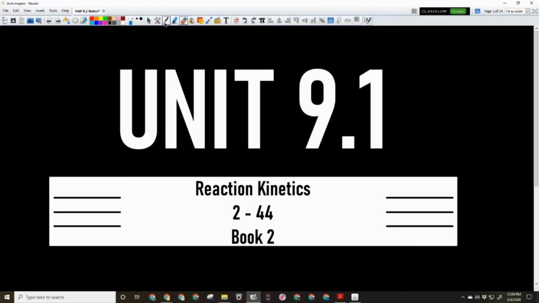Welcome back. We are starting Unit 9.1, and this is on reaction kinetics. In the books that I sent you, this is going to be book 2, page 2 through page 44. I know that seems like a lot, like 42 pages, but it's just a little bit of here and a little bit of there. So it's not the entire 44 pages. It skips around a little. So go ahead and read that. Reading this and looking at this in this book is going to really help you with this.